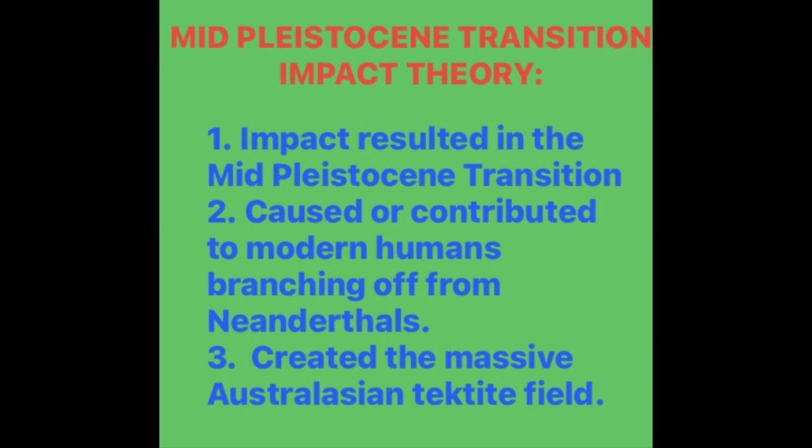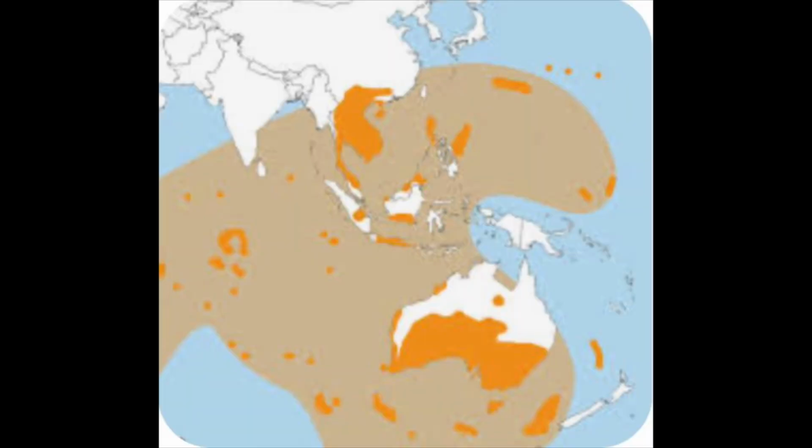Ideas associated with this theory are one, that the impact brought on the mid-Pleistocene transition. Two, that it actually caused a split between modern humans and Neanderthals, called evolutionary bottleneck. And three, that it created the massive Australasian tektite field. Tektites are beautiful multicolored hunks of glass that form when sediment material ejected from a meteor impact gets so hot that it melts to form glass.